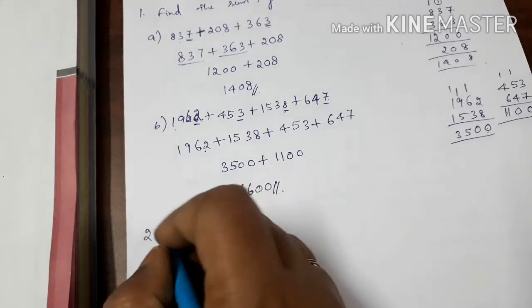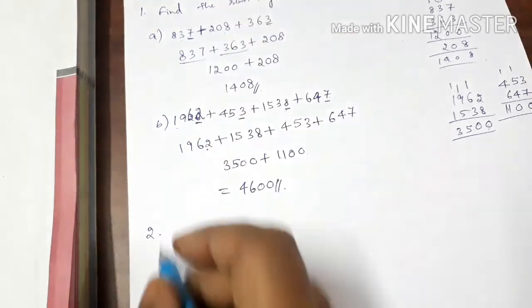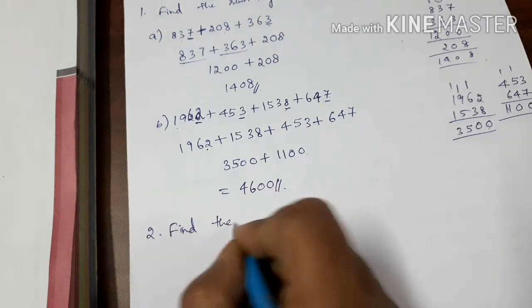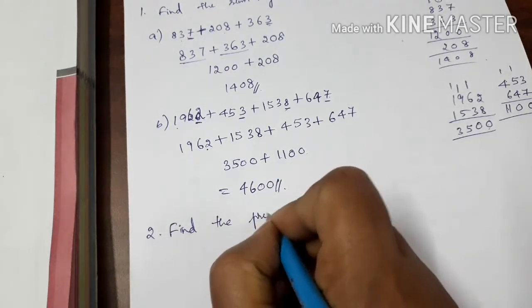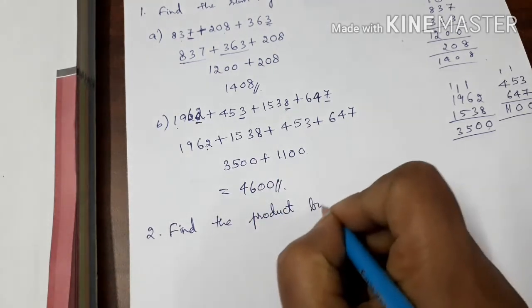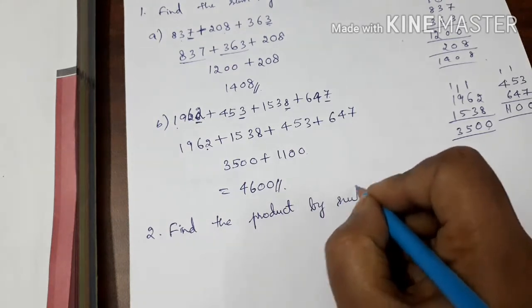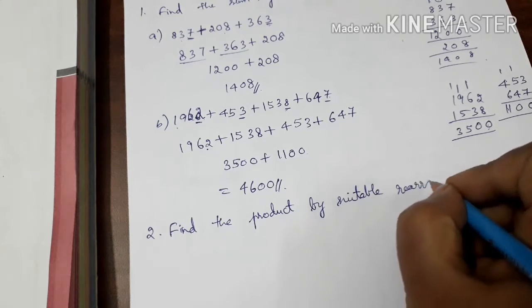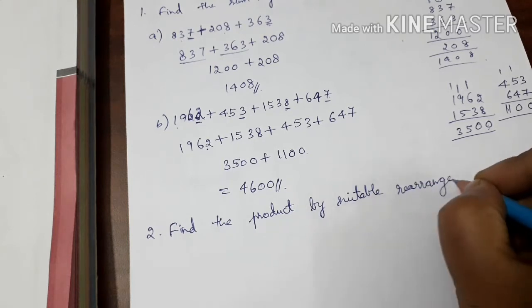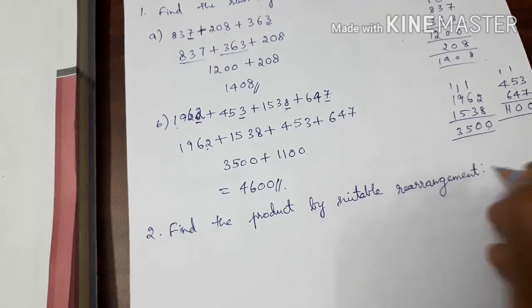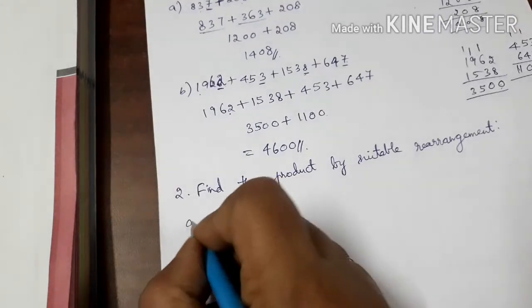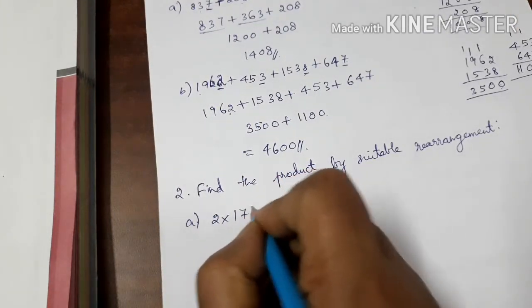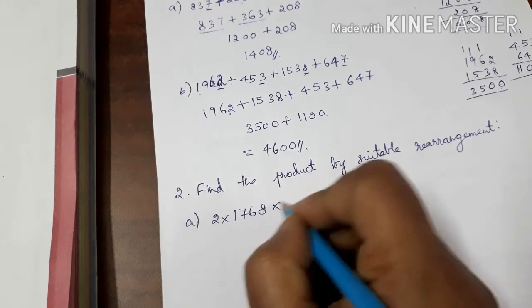Second is the product. Find the product by suitable rearrangement: 2 into 1768 into 50.